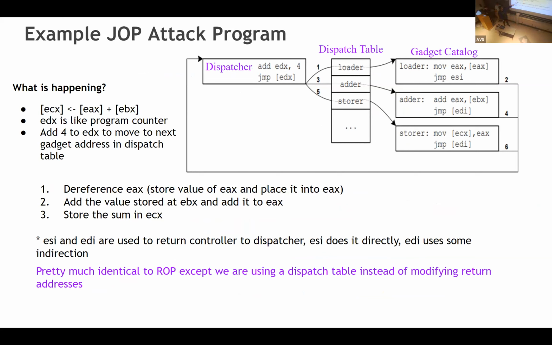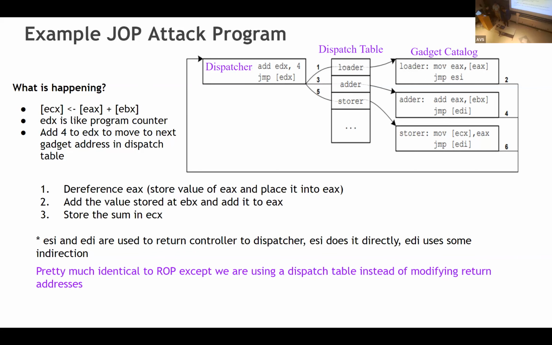Something else that's important to consider is ESI and EDI, as you can see on the gadget catalog. They serve as a way to return control to the dispatcher. When you jump ESI, that's called a direct return, whereas EDI is called an indirect return. As you can see, JOP is actually very similar to ROP, except we're using a dispatch table as opposed to modifying return addresses.